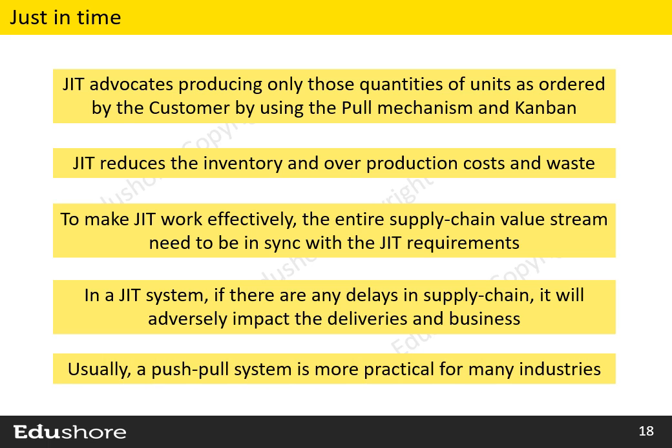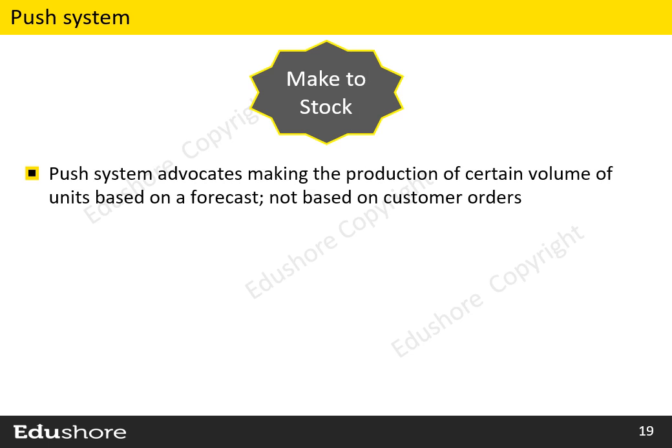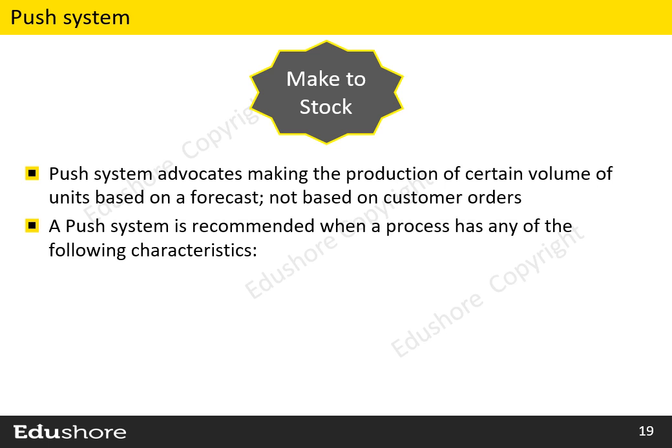Usually, a combination of push-pull system is more practical for many industries. Let us understand the push system in a little bit more detail. Push system is also called make-to-stock system. The push system advocates making the production of certain volume of units based on a forecast, not based on the actual customer orders. A push system is recommended when a process has any of the following characteristics.